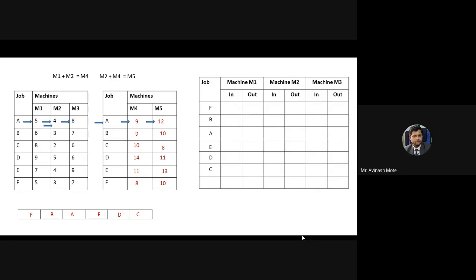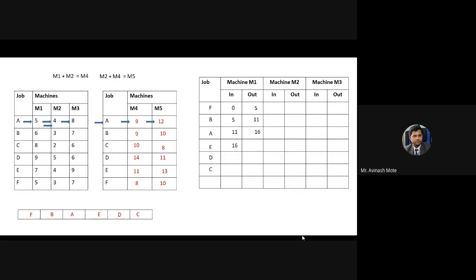F job will come at 0 o'clock on machine M1. Processing time 5 minutes. Completed by 5 o'clock. I'm doing it a different way: complete the M1 machine first, then the M2 machine, and the M3 machine. Copy the number 5. Second job B will come in at 5 o'clock. Processing time 6 hours. Out 11. Copy the number 11. Job A, processing time on machine M1 is 5 minutes. 11 plus 5, 16. Copy.